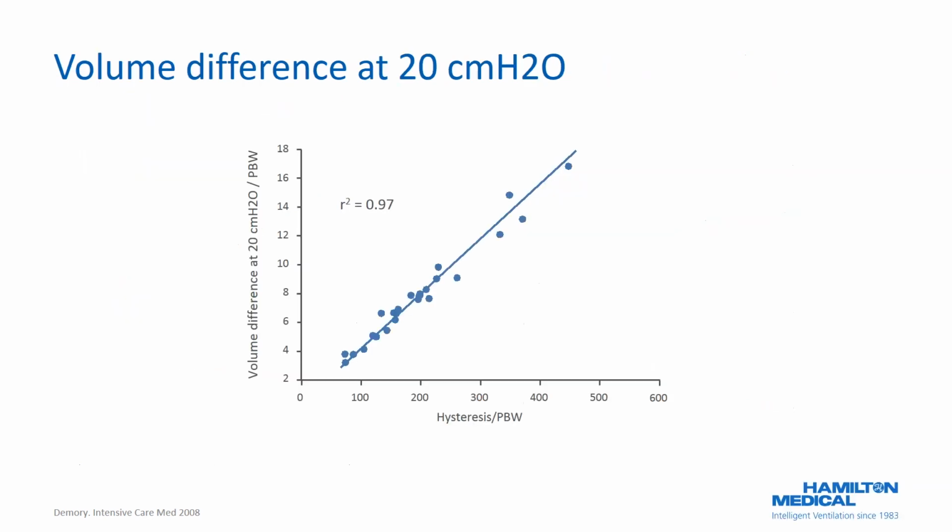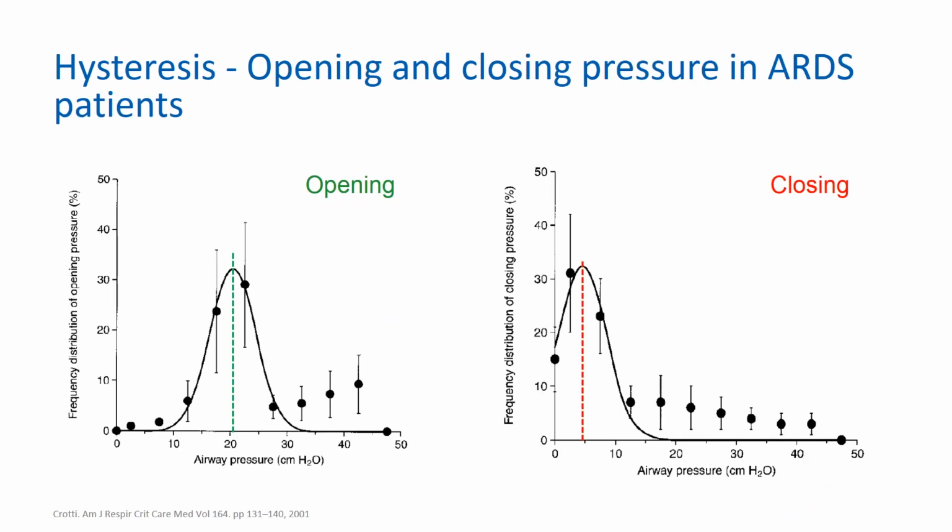There is a strong correlation between the hysteresis, which is the whole area enclosed by the PV curve, and the difference between inflation and deflation volume at 20 centimeters of water. In patients with high potential for recruitment, the opening pressure on the inflation limb and closing pressure on the deflation limb vary significantly. This results in a significant volume gain enclosed by the generated PV curve. This area enclosed in the curve is called hysteresis and is a clear predictor for recruitability.